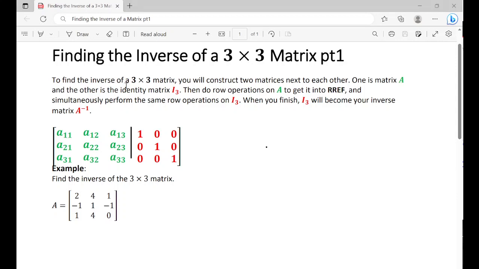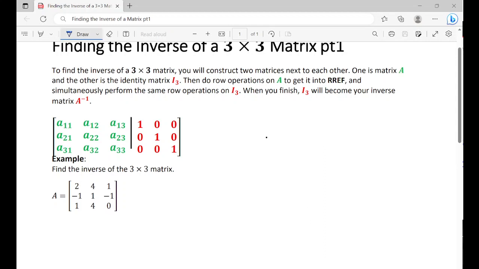To find the inverse of a 3 by 3 matrix, you will construct two matrices next to each other. One is matrix A, and the other is the identity matrix I3. Then you're going to do row operations on A and get into reduced row echelon form, and simultaneously perform the same row operations on your identity matrix I3. When you are finished, the identity matrix will turn into your inverse matrix A inverse.